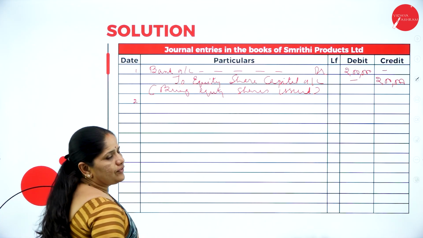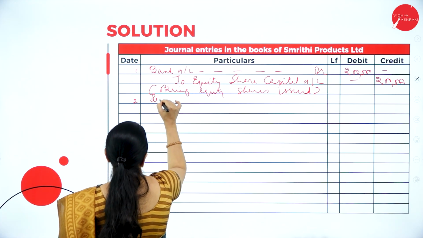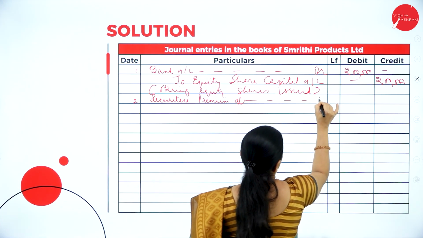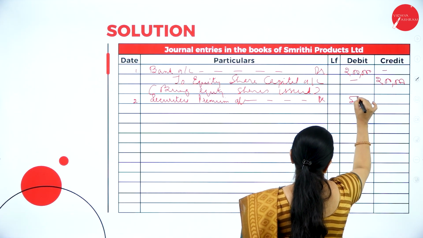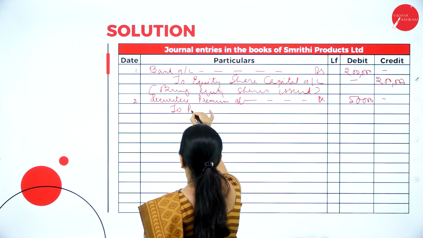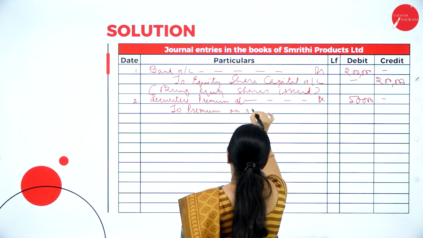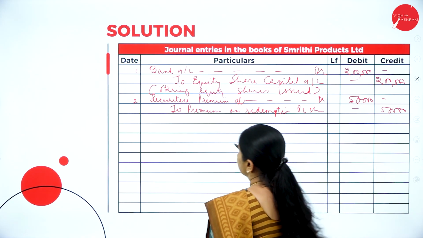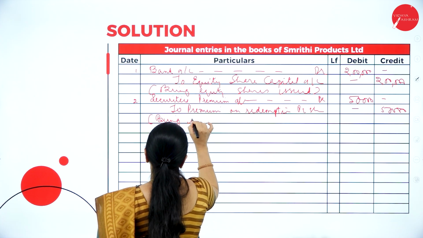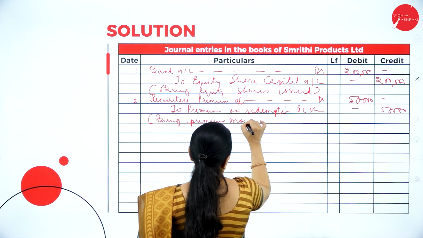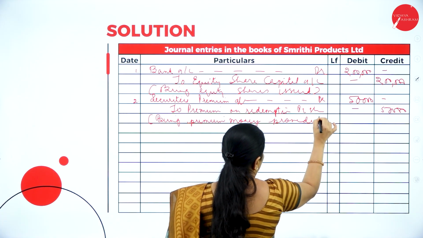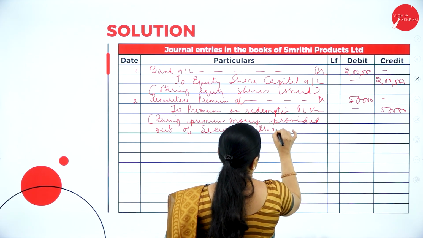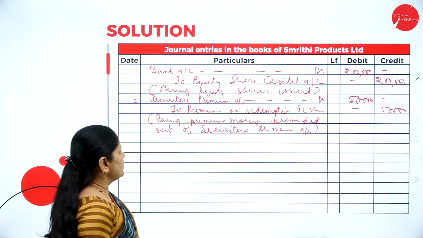The next one will be for the arrangement for the premium. I will write: Securities premium account debit 50,000, to premium on redemption of preference shares 50,000, being premium money provided out of securities premium account. So we have provided for the premium money.